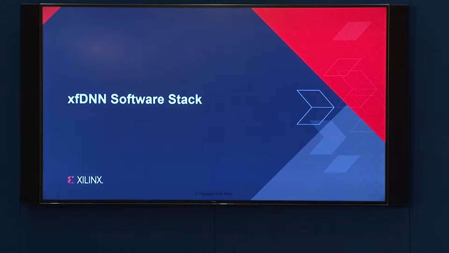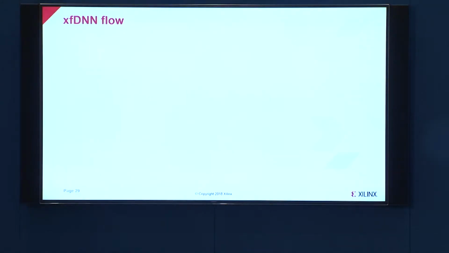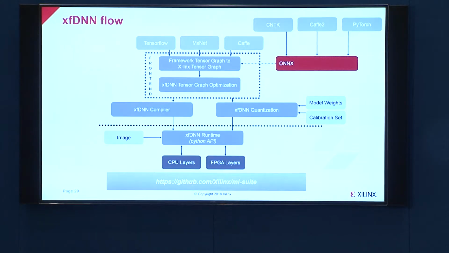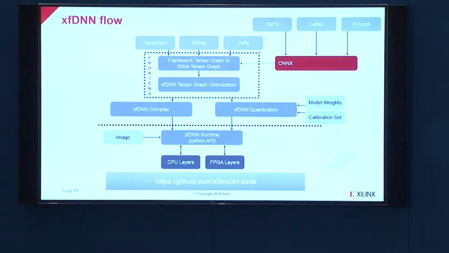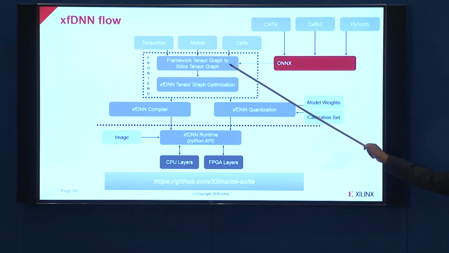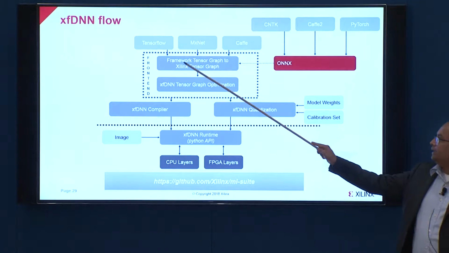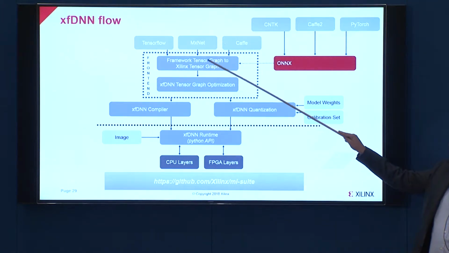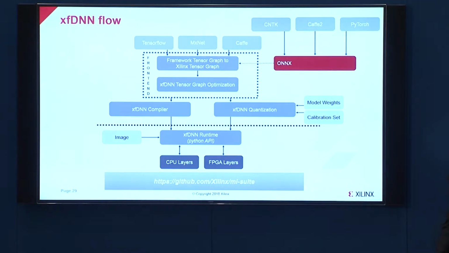So this is the software. This is the hardware part. On the software side, we have built a pretty elaborate setup. Currently, we do support TensorFlow and Caffe. And MXNet is something in beta. In future, we'll support ONNX so that we can take other kinds of network outputs. The way we go is we take the tensor graph, convert it into Xilinx tensor graph, and do Xilinx tensor graph optimization. The compiler will generate the code.